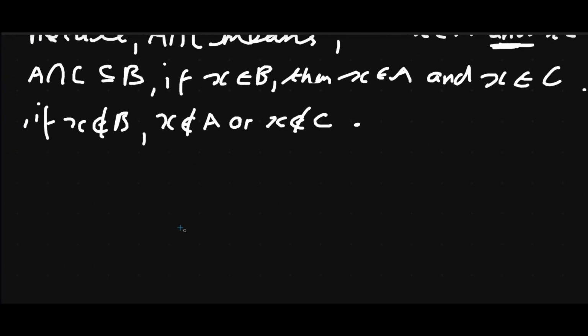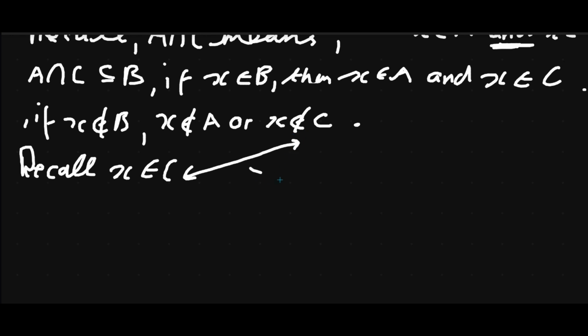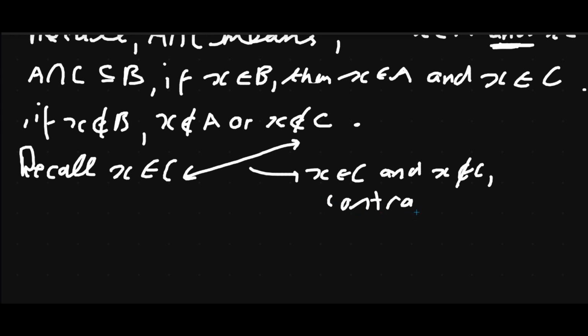So we're going to say recall X is in C, but then X is in C and X is not in C. So let's write this: X is in C and X isn't in C. Well, I don't know about you, but this seems like a contradiction to me. So we have our contradiction.